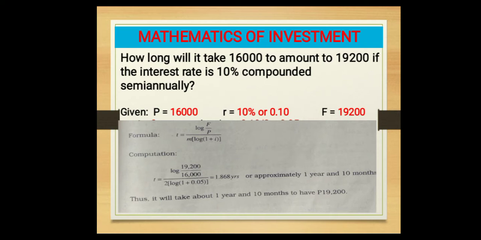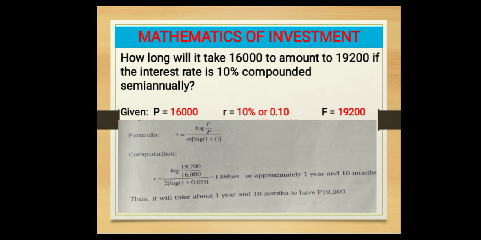Saan galing yung 10 months? So yung labis, yung 0.868. Again, yung labis, 0.868, you're going to multiply it by 12. So that is approximately 10 months. So therefore, your answer will be, it will take 1 year and 10 months to have 19,200. Okay? It will take 1 year and 10 months to have 19,200.